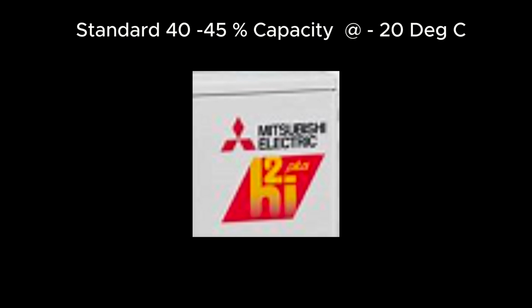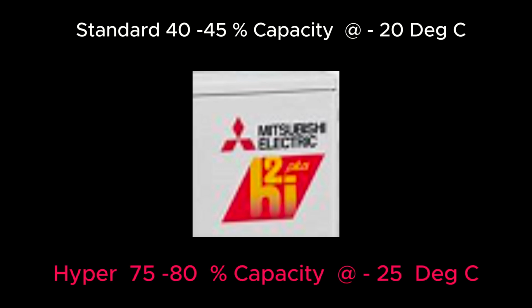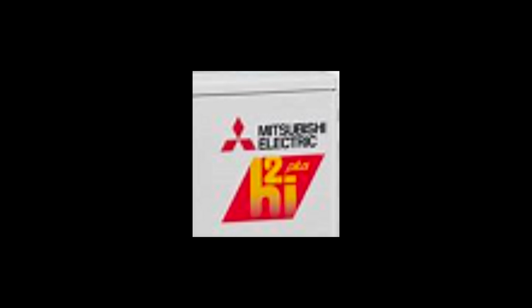For comparison, standard heat pump units typically have 40 to 45% of the rated capacity at minus 20 degrees centigrade, while Hyper Heat units maintain 75 to 80% capacity at minus 25 degrees centigrade. In both cases, it's strongly recommended to have a backup heating source.